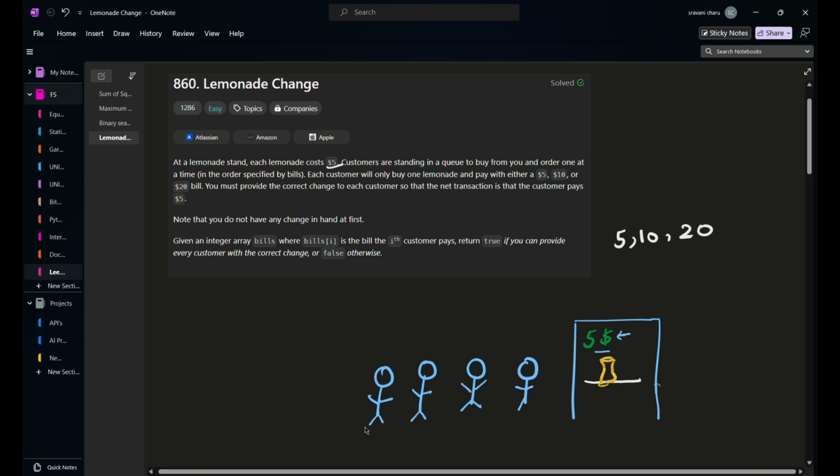So today's question is called lemonade change. Let's try and understand what the question is telling. So there's a lemonade stand. Each lemonade costs $5.